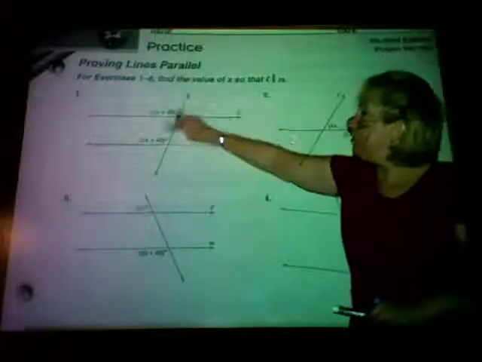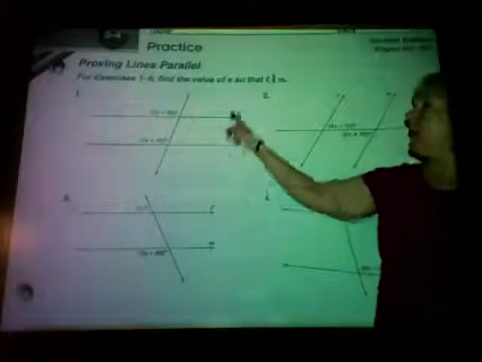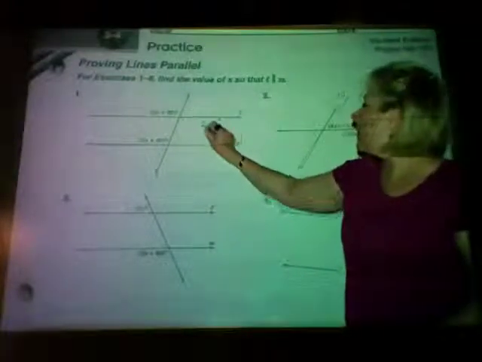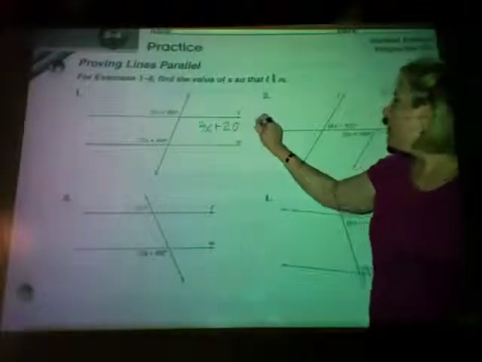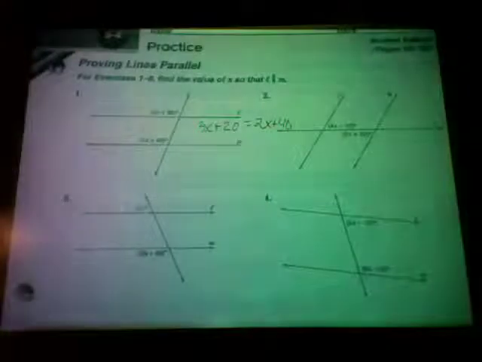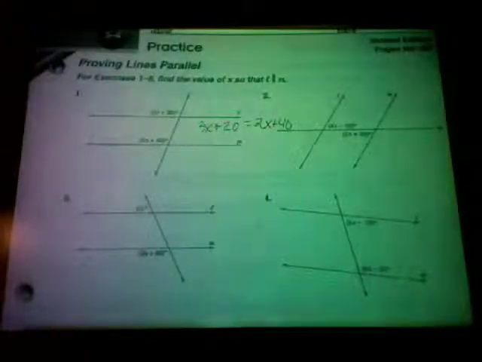So look at number 1. Look at the angles that they've given you. Do these angles have a relationship? Yeah. What kind are they? Corresponding. If the lines are parallel, L and M, what would those angles be to each other? Equal. So wouldn't you set 3x plus 20 equal to 2x plus 40? And you'd solve, right? I'm not going to ask you to solve it right now.